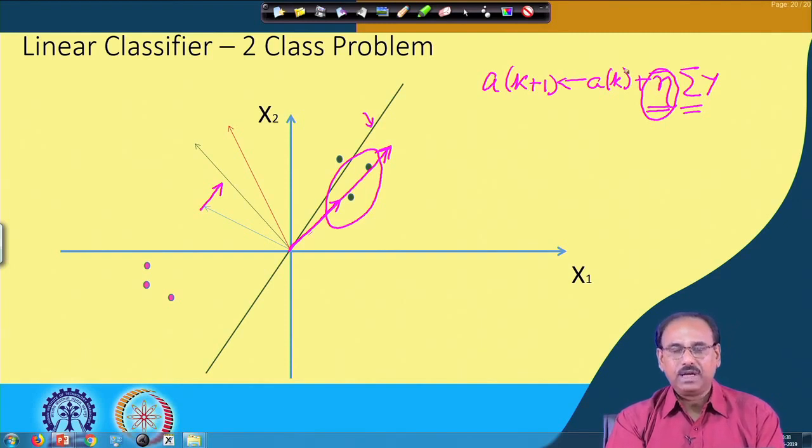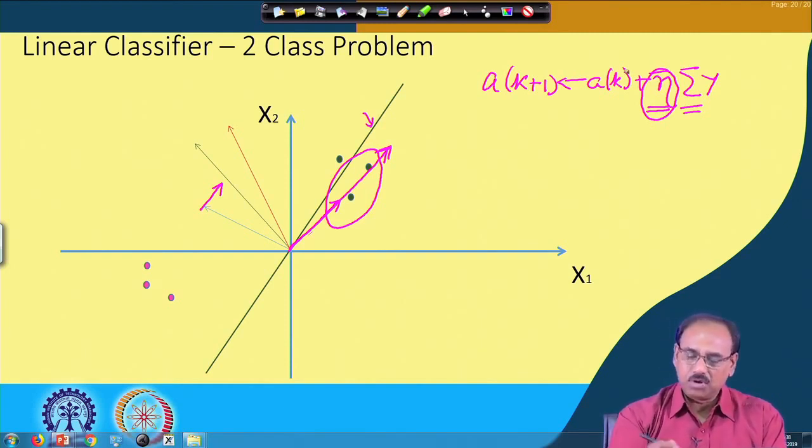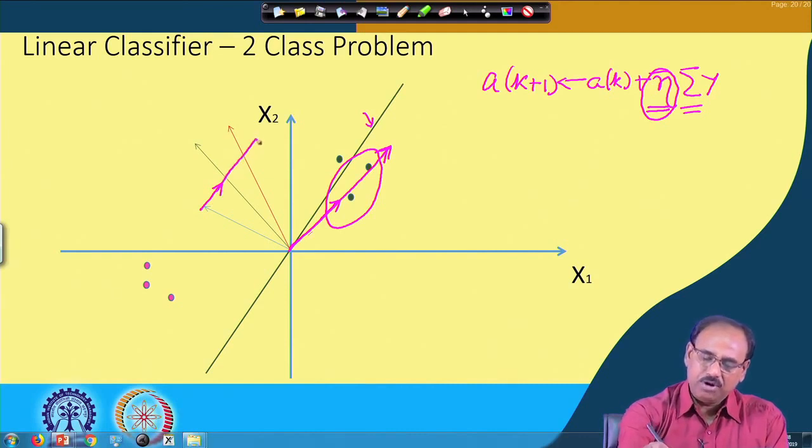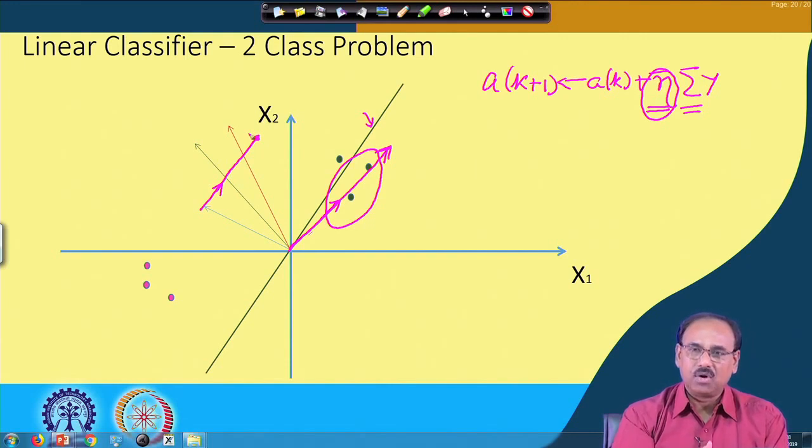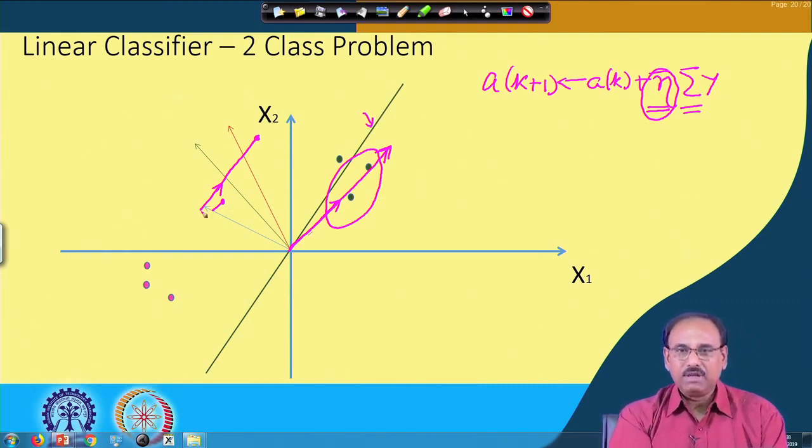If the value of eta is very high, then it is possible that I will jump over the solution region and my modified vector will be somewhere over here. So, you find that you have crossed the solution region for a larger value of eta. If the value of eta is very small, maybe I will be landing somewhere over here, which is again not in the solution region. So, if the value of eta is very small, then your rate of convergence, or the rate at which you are moving towards the solution, is small.